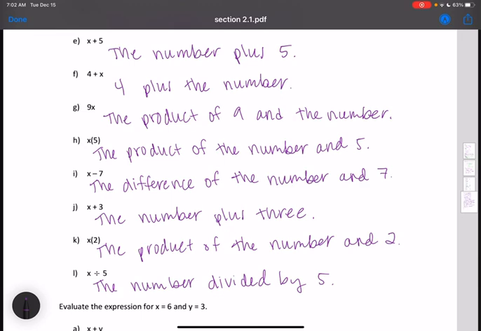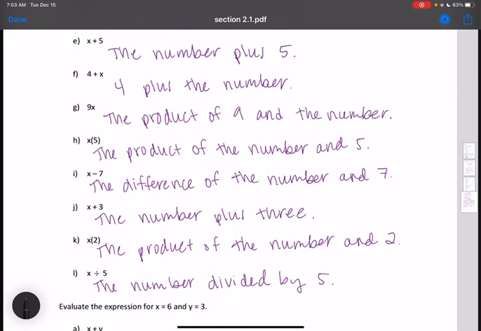For G, the product of 9 and the number. Or you might have said like 9 times the number. That one's a popular one. We have x times 5, so the product of the number and 5. Or you might have just written out what I said out loud of x times 5. That would have worked. X minus 7. I went with the difference of the number and 7. You could have done x minus 7, x subtract 7, 7 less than the number. All those are very good.